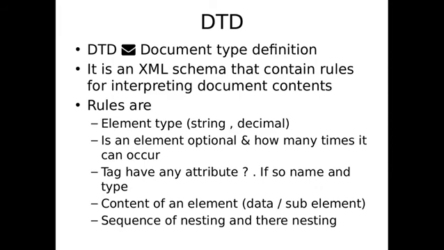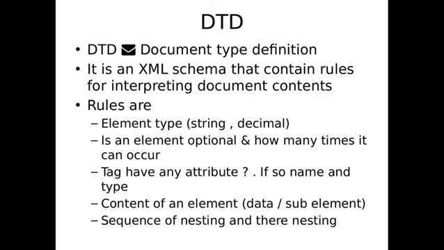Now, does the tag have any attribute? If so, the name and type of the attribute will be there. Then the content of an element. We have seen before that an element may contain sub-elements, or some elements will contain data, and some elements will contain data as well as sub-elements. So whether the element contains data or sub-elements will be written in the DTD.